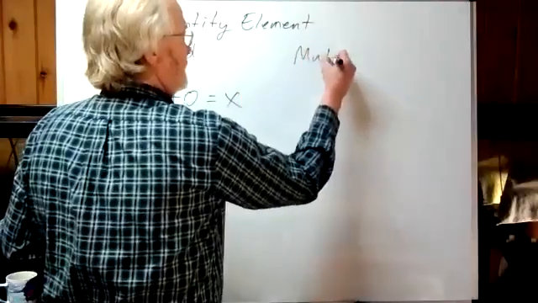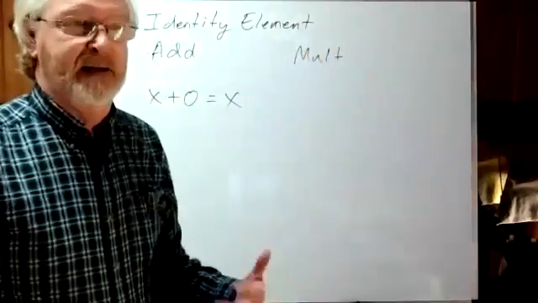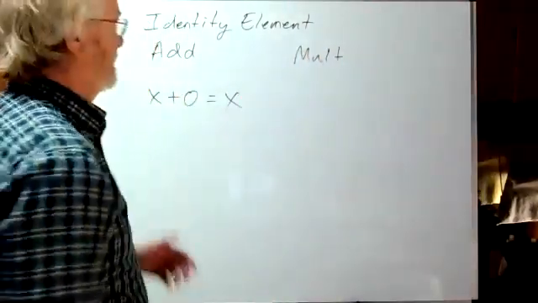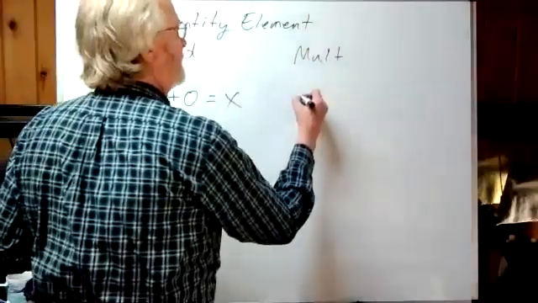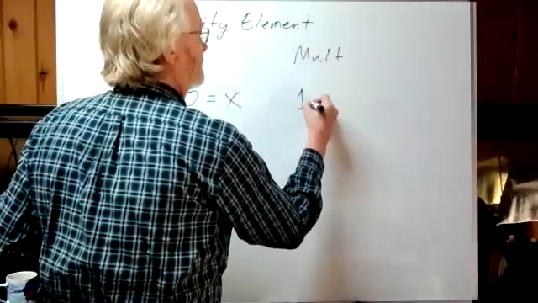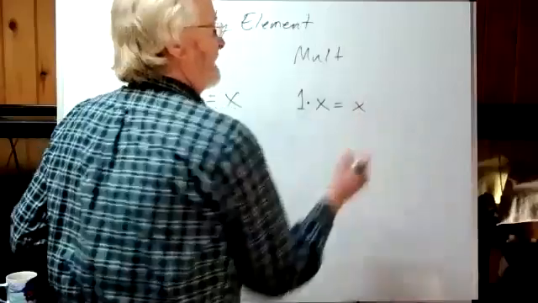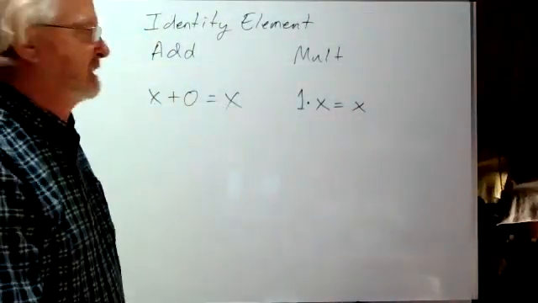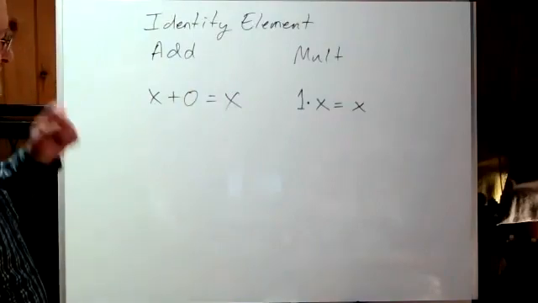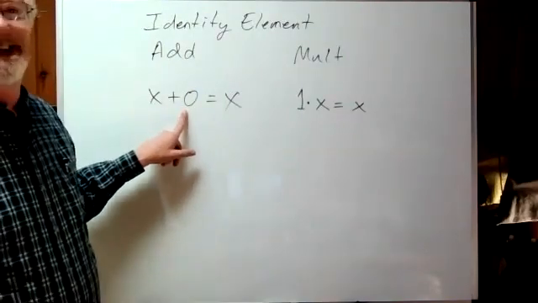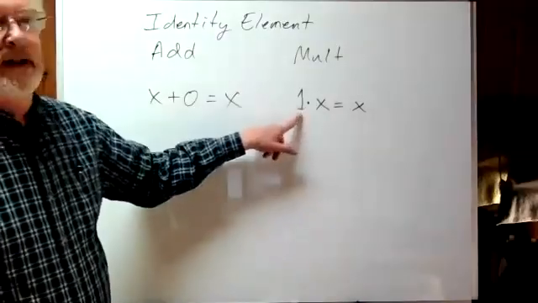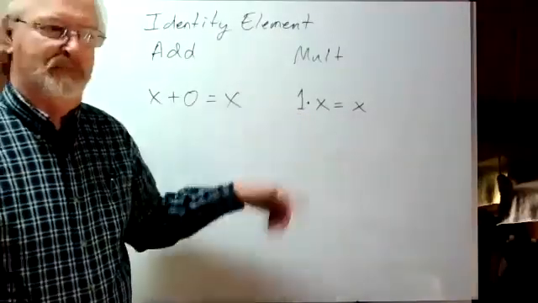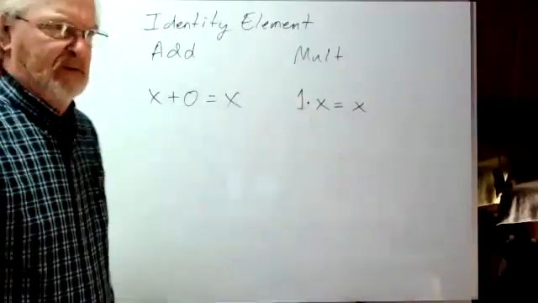Multiplication, right? What can I multiply any number by and it doesn't change it? For multiplication, that identity element is a 1. 1 times anything is just the anything. Okay? I bet you're all good with that. So 0 is the identity element for addition. 1 is the identity element for multiplication. All right, well, what does that mean?